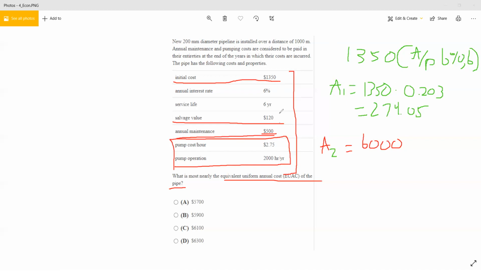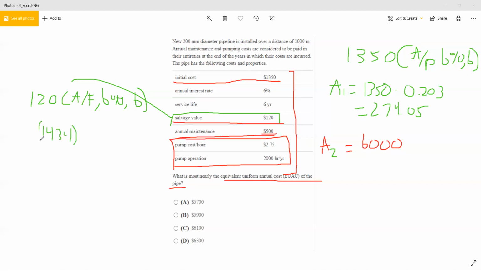One more thing we got to take into account, and now we got to do the salvage value. So very similarly, 120, A given what? F. F, right? Salvage value happens at the end of its life. It's a future value, 6%, 6 years. Anybody got the factor for that handy? 0.1434. Yep, I agree. I sometimes like to write things backwards, don't mind me. That's supposed to be a point. It's quite small, it's about $17.2. But we now have everything that we need.